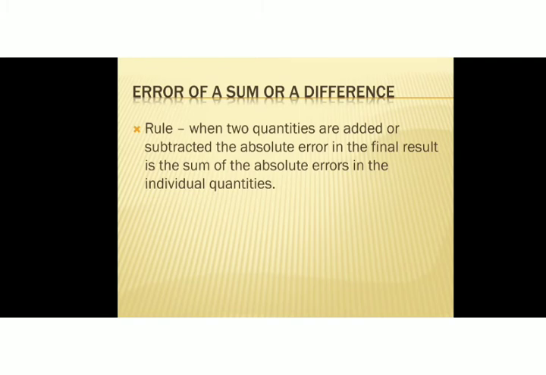Just look at the rule. When two quantities are added or subtracted, the absolute error in the final result is the sum of absolute errors in the individual quantities. Then what happens in the case of multiplication and division?